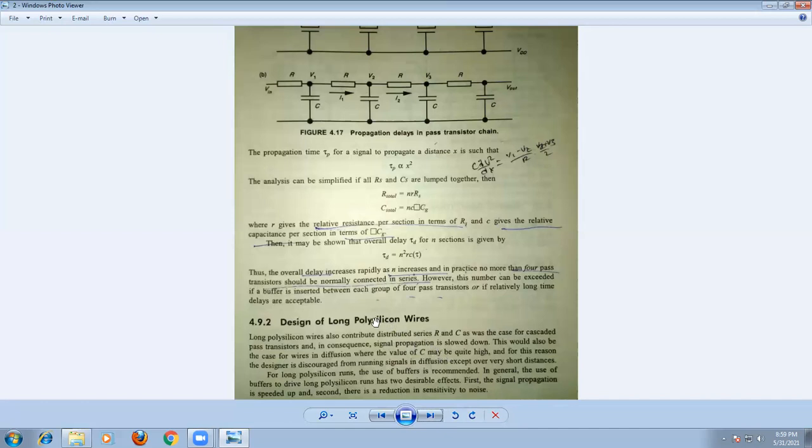So we can use the diffusion layers to propagate the signal for short distances. But whenever you use polysilicon, we can transfer the signal for long distances also. But there is also a considerable amount of resistance, and capacitance also will exist between the two points. Again, you get the same type of delays.